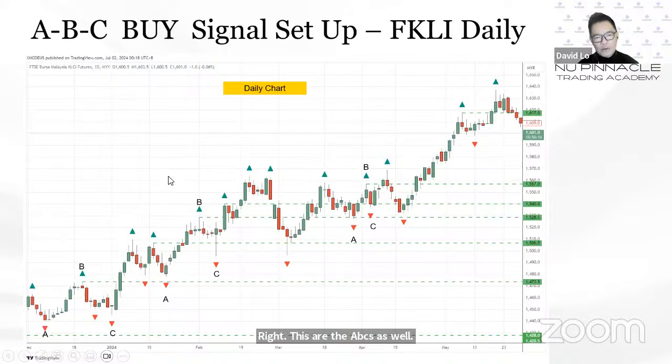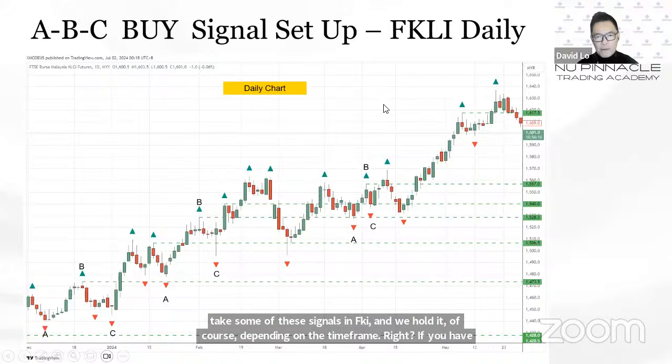You can use the video to review this. Because of time, I'll need to go through this quickly, but just to show you some examples of the ABCs on the FKLI daily chart. FKLI did a very good run this year, and this is from December of last year. You saw how many buy signals were triggered. If you're able to take some of these signals in FKLI and really hold them, depending on the time frame, if you're a position trader, you will have a nice setup and a nice profit riding this wave up.